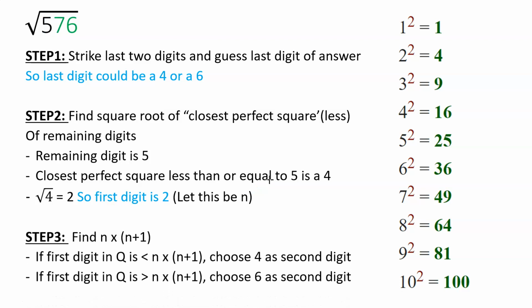Step 3 is find n into n plus 1. That is the number you obtained in step 2 into that number plus 1. You perform that. That is 2 into 3, which is 6. As 2 into 3 is 6, you compare the first digit in the question or the remaining digits other than the last 2 digits in the question with this number. If the first digit in the question is less than this number, then choose the lower of the 2 digits in the step 1. If the first digit is greater than the n into n plus 1 product, choose the higher digit among the 2 digits in step 1 as the last digit.